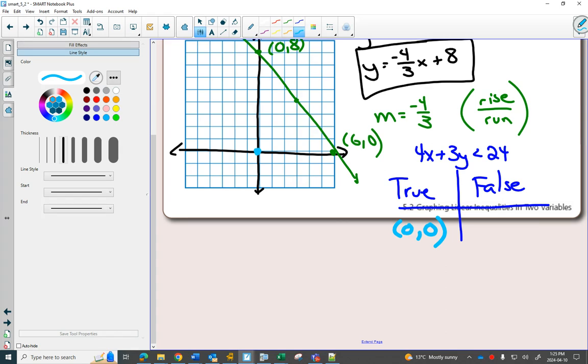But (0, 0) is true. And we just found (6, 1), and we said that one was false. Okay. Find another point. Tell me if it's true or false. (2, 3). If I plug in 2 for x, that's 8. 3 for y, this will make 9. 8 plus 9, 17. Makes it true, right?